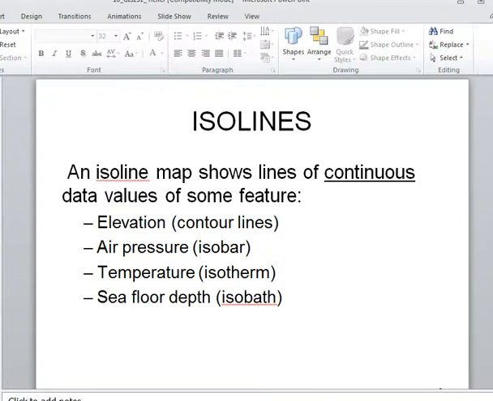So soundings and spot elevations or elevations can be joined with these lines called isolines. And an isoline is a line of continuous value. So in topographic maps, we have contour lines. Air pressure maps would be isobars, temperature isotherms, and the seafloor are isobaths.